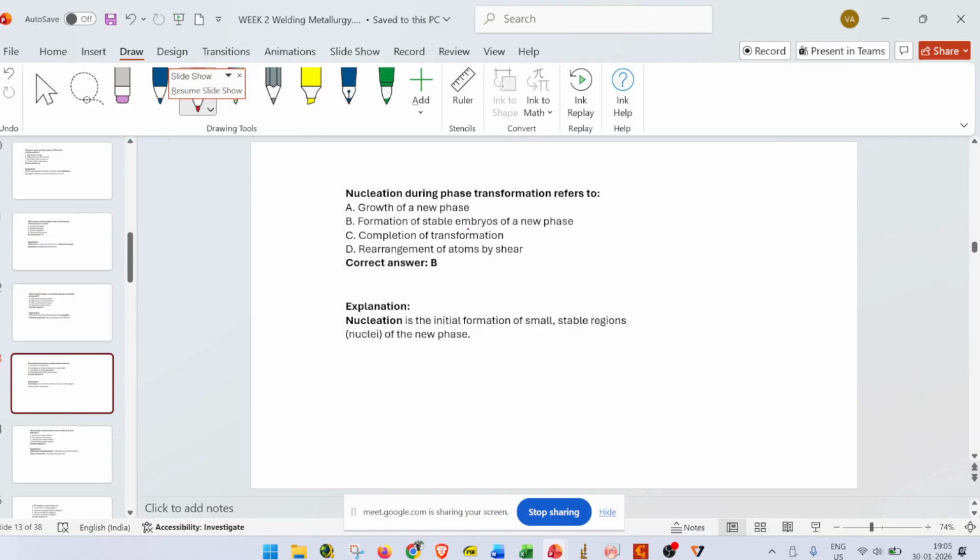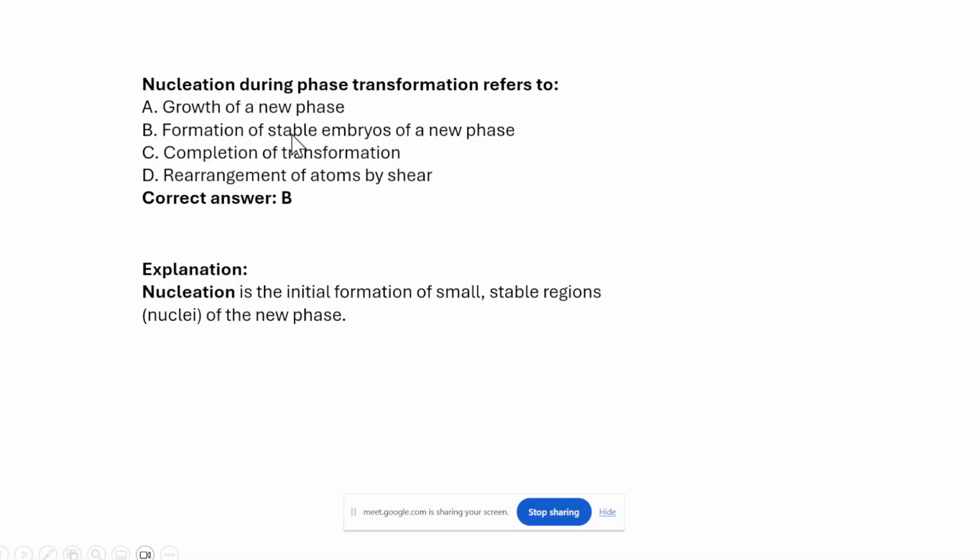So formation of the stable embryos, because if it is less than the critical radius, it is not called a nucleation formation, because whatever solid phase is formed will again dissolve into the liquid. So the answer will be B.